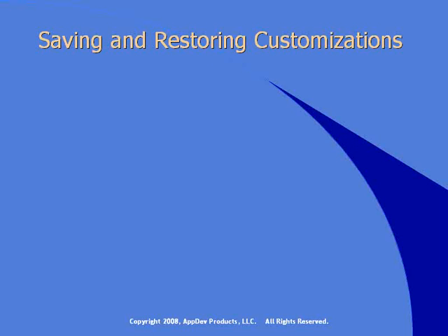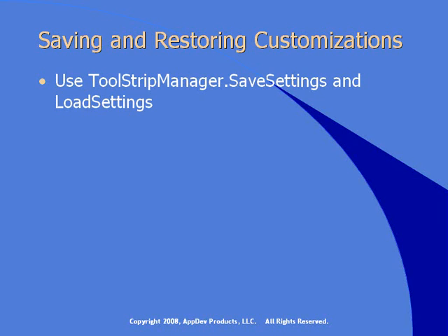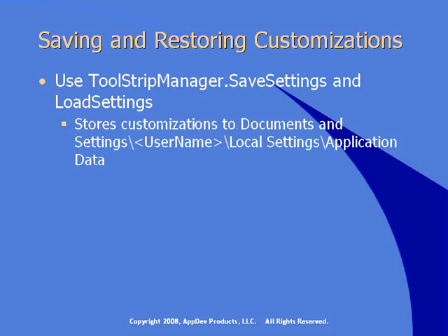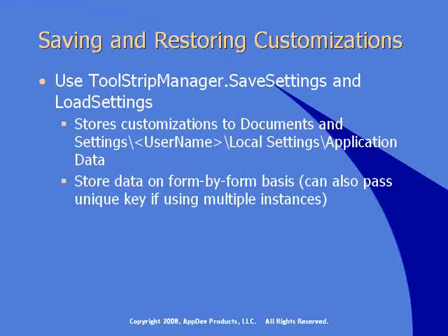You may want to save and restore your customizations. To do that, we'll use the ToolStripManager.SaveSettings and LoadSettings methods. These methods store and retrieve customizations to the Documents and Settings folder. Actually, it depends on the operating system where it puts it. But in any case, it'll be under your username/Local Settings/Application Data. It stores it in the same place as isolated storage, in case you've ever investigated that technology. It stores data on a form-by-form basis. You can also pass a unique key for your form if you're using multiple instances of the same form in memory at the same time.